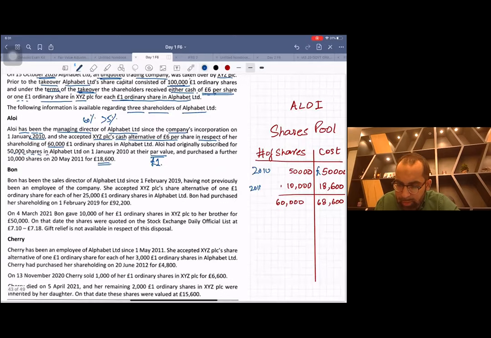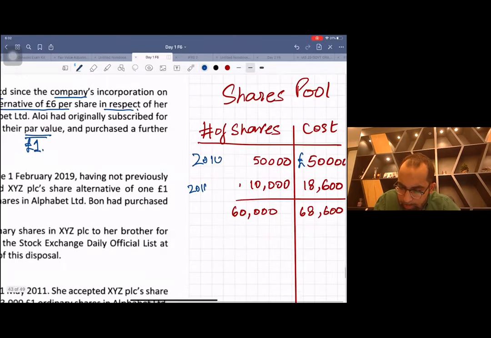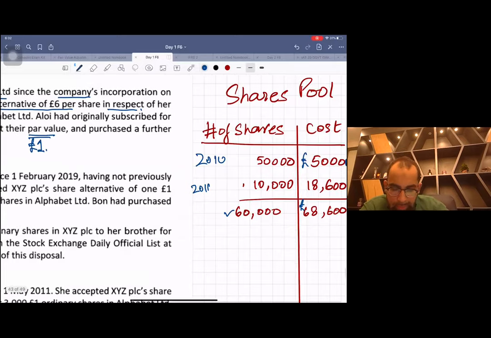So now listen to me. He has a total of 60,000 shares with a cost of £68,600. I'm doing this for the calculation of future gain purposes. Okay. Right.